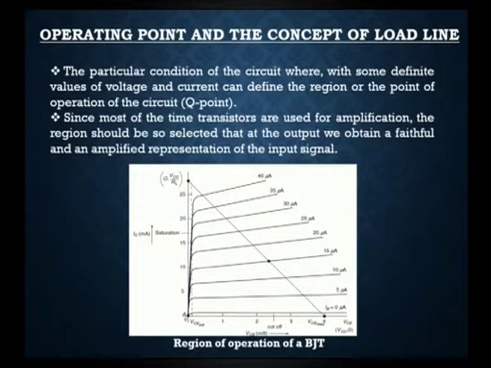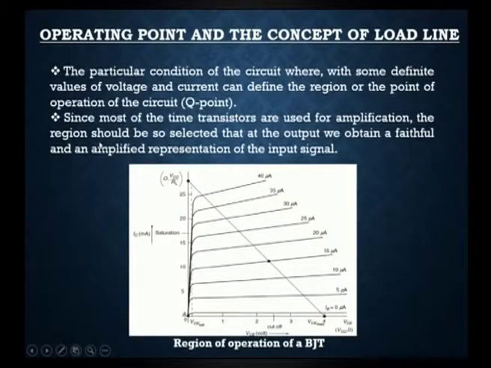Next, we move on to the operating point and the concept of load line. The particular condition of the circuit, with some definite values of voltage and current, defines the point of operation of the circuit. That point of operation is called the Q point. The Q point is a still or unvarying point with certain current and voltage values.